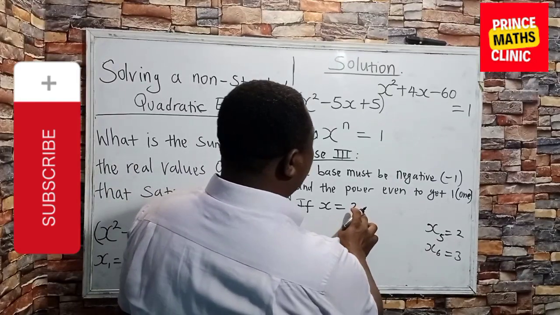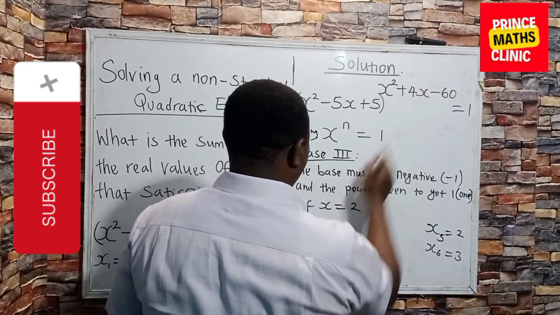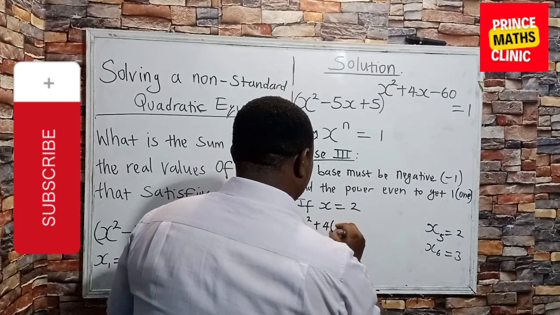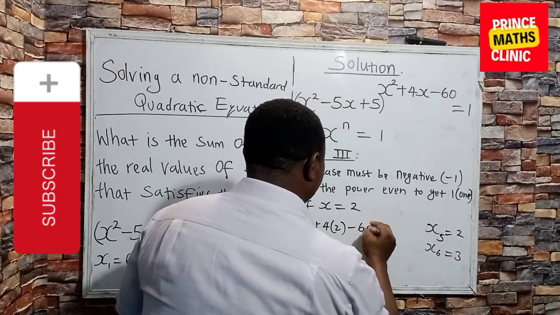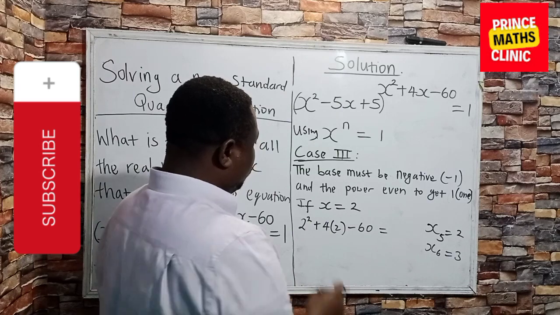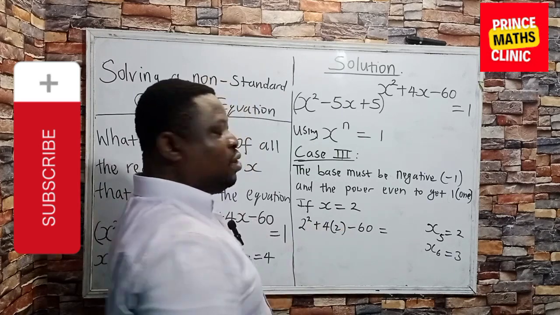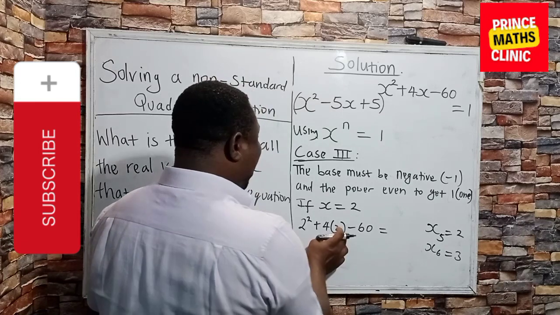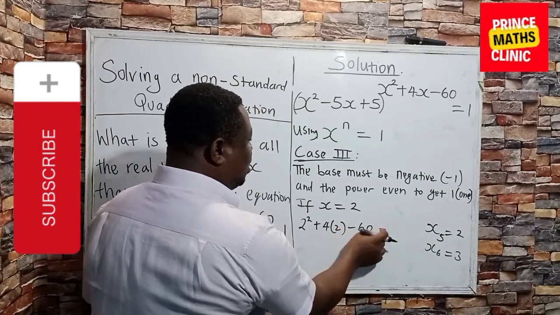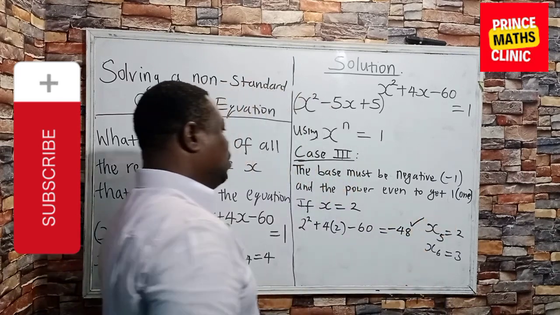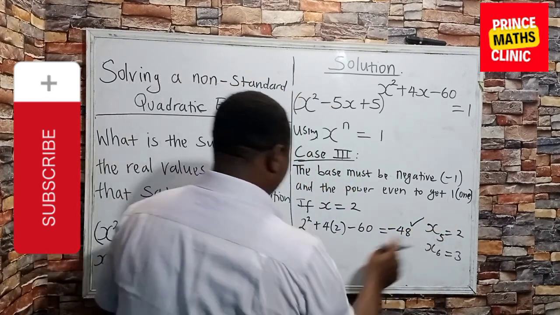If x is equal to 2, so let's plug in 2 here. This will be 2 squared plus 4 times 2 minus 60. Let's see what it will give us. 2 squared is 4. 4 plus 8 is 12. And 12 minus 60 is negative 48. This is even. So let's go ahead to test for 3.